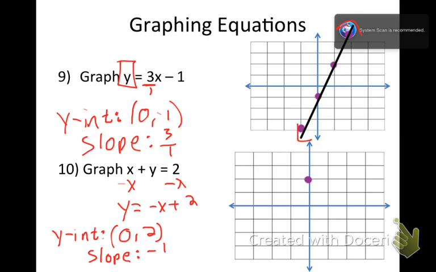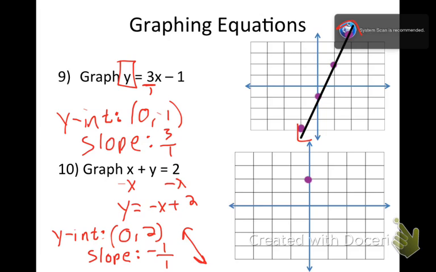Slope is negative 1, or as a fraction, that's negative 1 over 1. So what does a negative slope look like? Right away, you should think negative slope. What's a negative slope always going to be like? It's going down. As I look left to right, it's going to go down. Negative slope should always be going down.